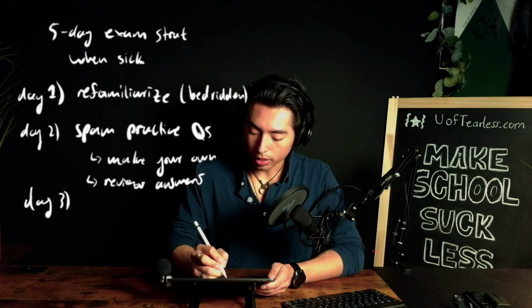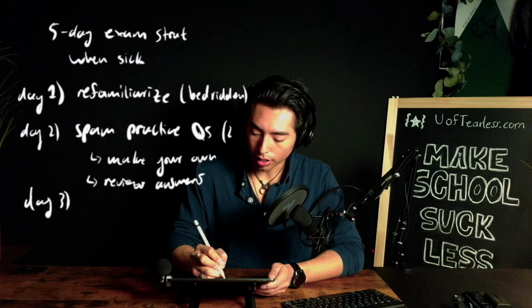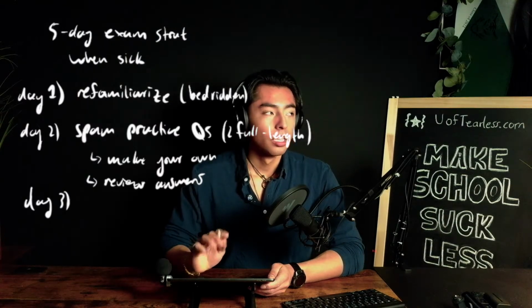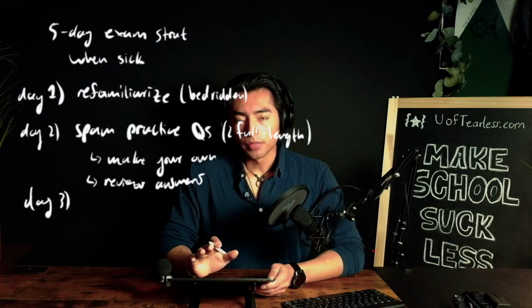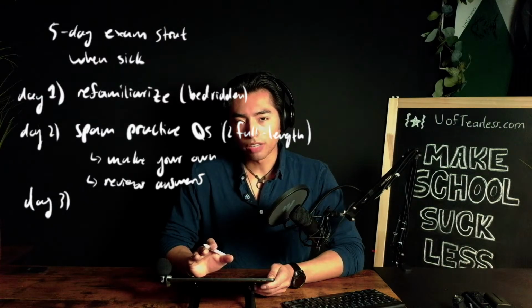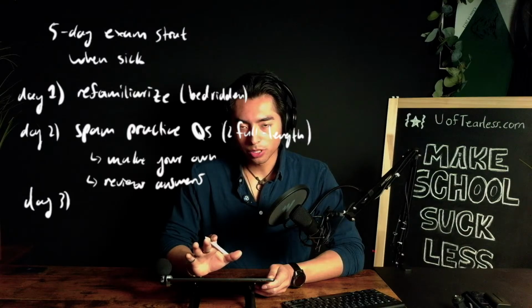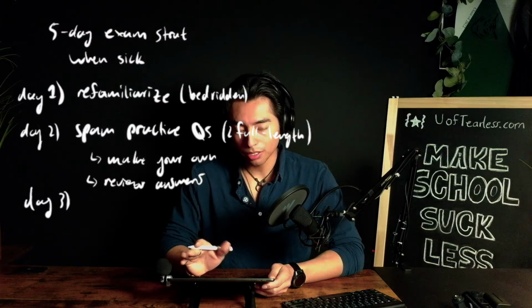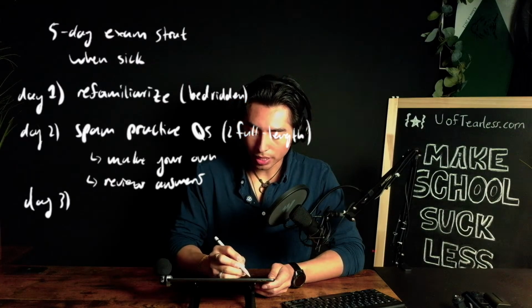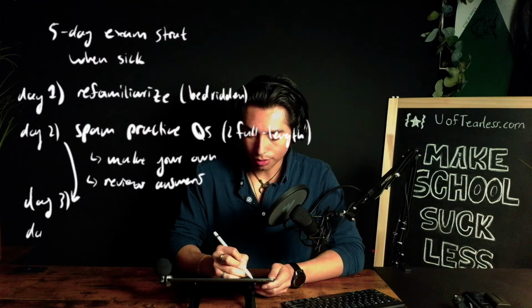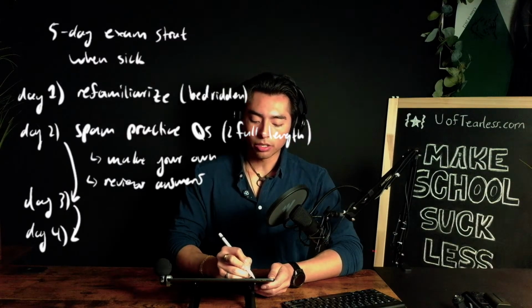You're just going to do as many as possible, but ideally 2 full-length exams. I can tell you right now that this is not going to take you more than 2.5 hours. It shouldn't. That's pretty much all the studying that you would need to do. If you're really, really behind, okay, fine, maybe do 3. But then you're just going to repeat that again the next day, and then day 4. Boom. Okay. Now you're on day 5.